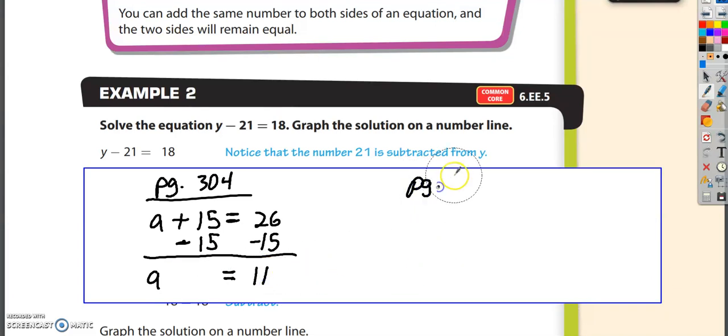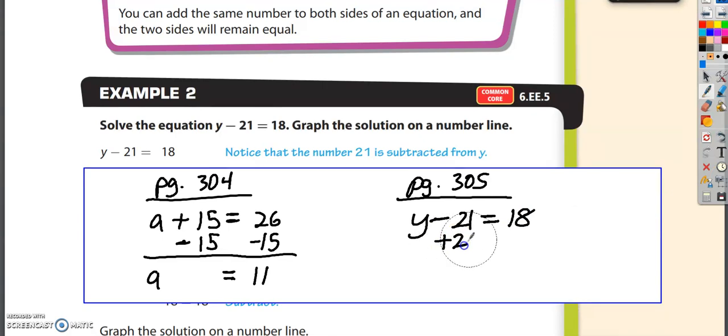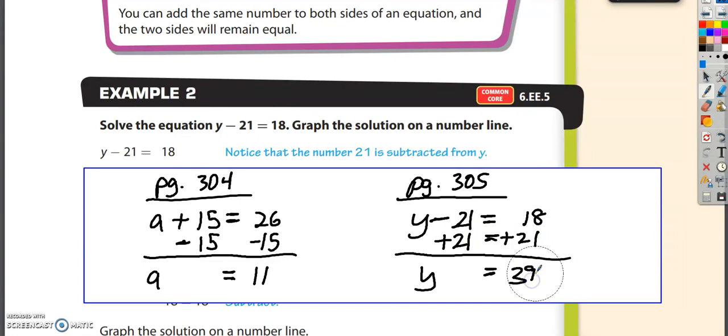Now, what are we doing on page 305? Well, our equation on this page is a subtraction. y minus 21 is equal to 18. So what are we doing on this one? We're going to add 21. And I don't like how scrunched up that is, so I'm going to make a little bit of space. I'm going to move my 18 over a little bit. I'm going to add 21. And what do I get? I get y by itself, and I get 39. So what's the difference here? Well, on the previous page, we had an addition equation, and we solved by subtracting. And on this page, we have a subtraction equation, and we're solving by adding. And that question comes up here in just a minute.